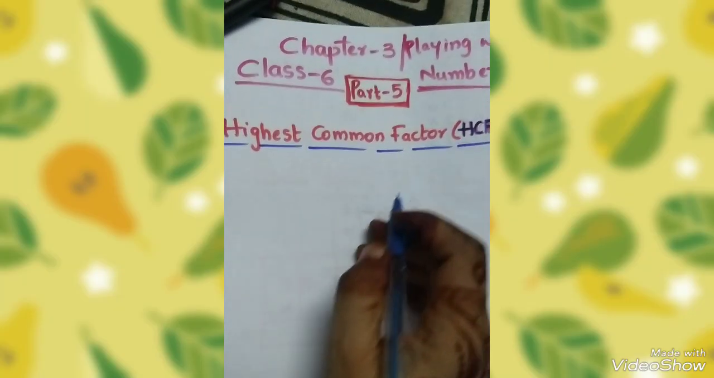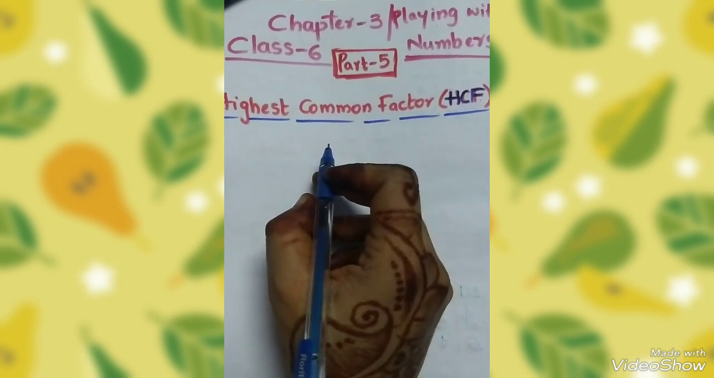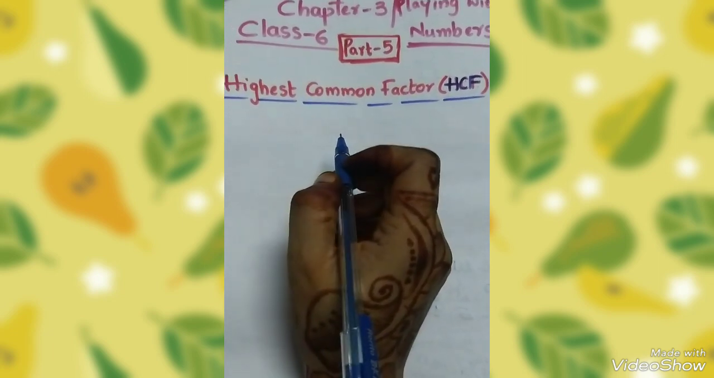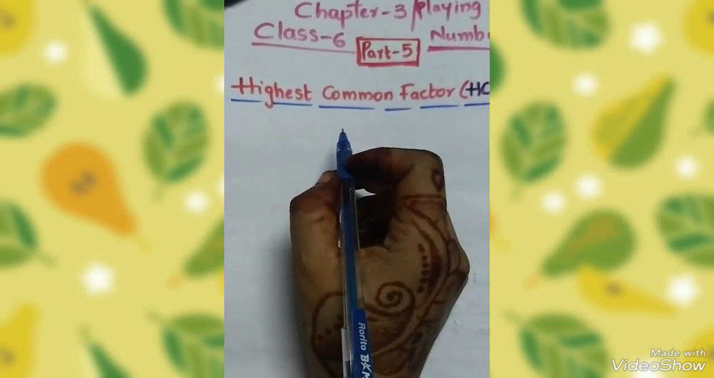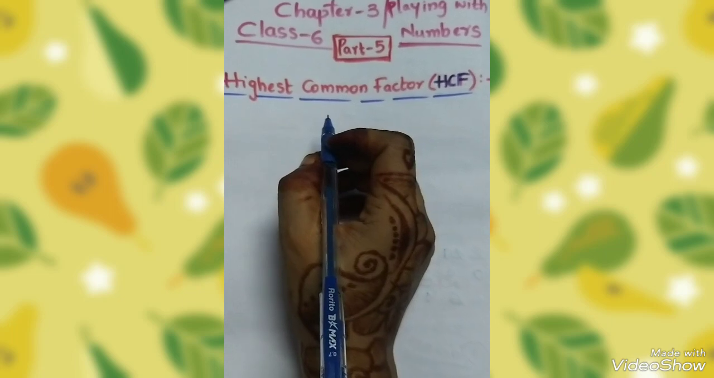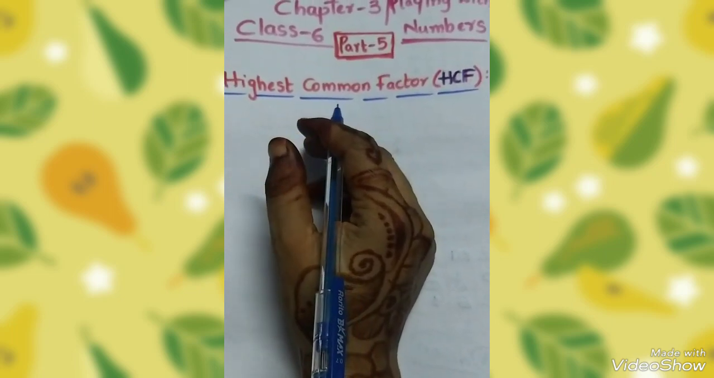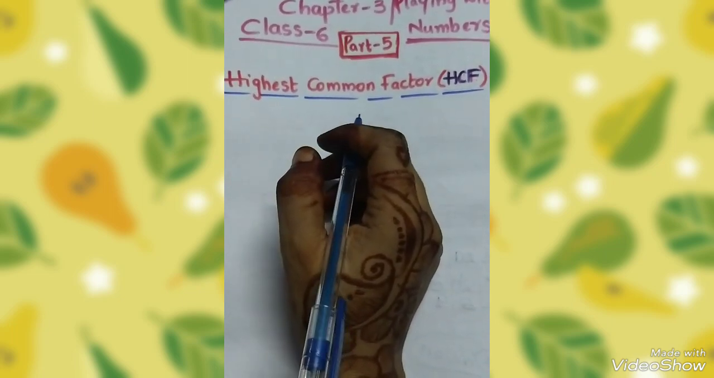Hello children, class 6th, chapter 3, playing with numbers. This is part 5. I have already uploaded 4 parts of this chapter, topic wise: prime factorization, divisibility, common factors and factor tree, and division method.